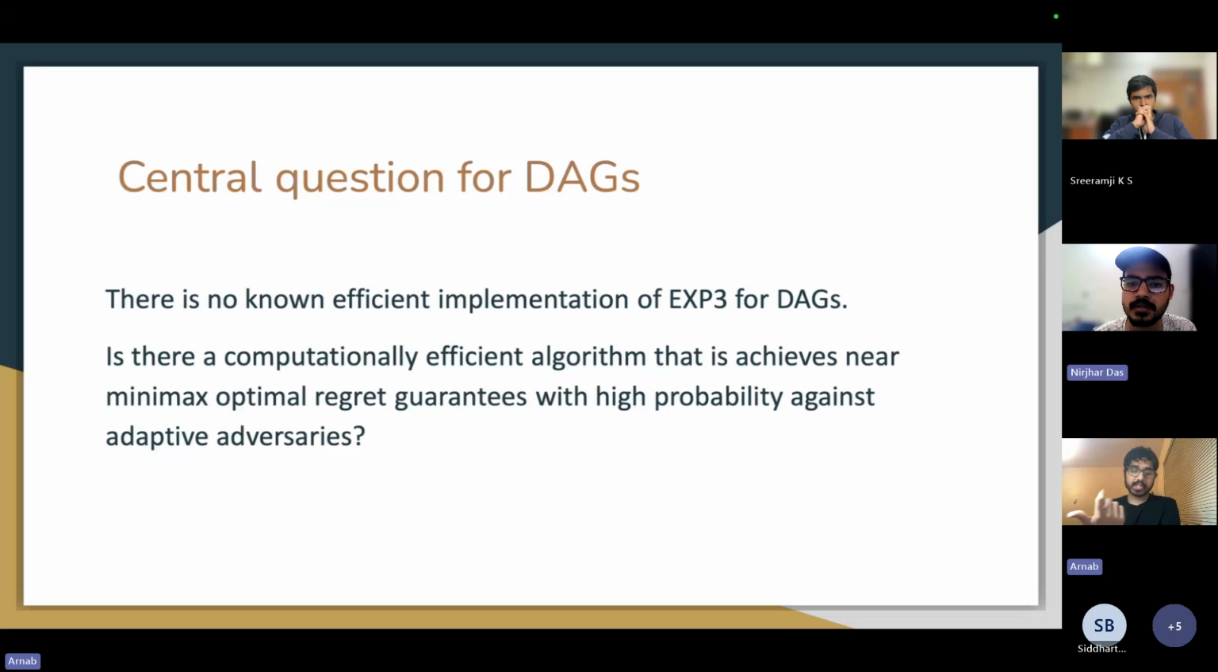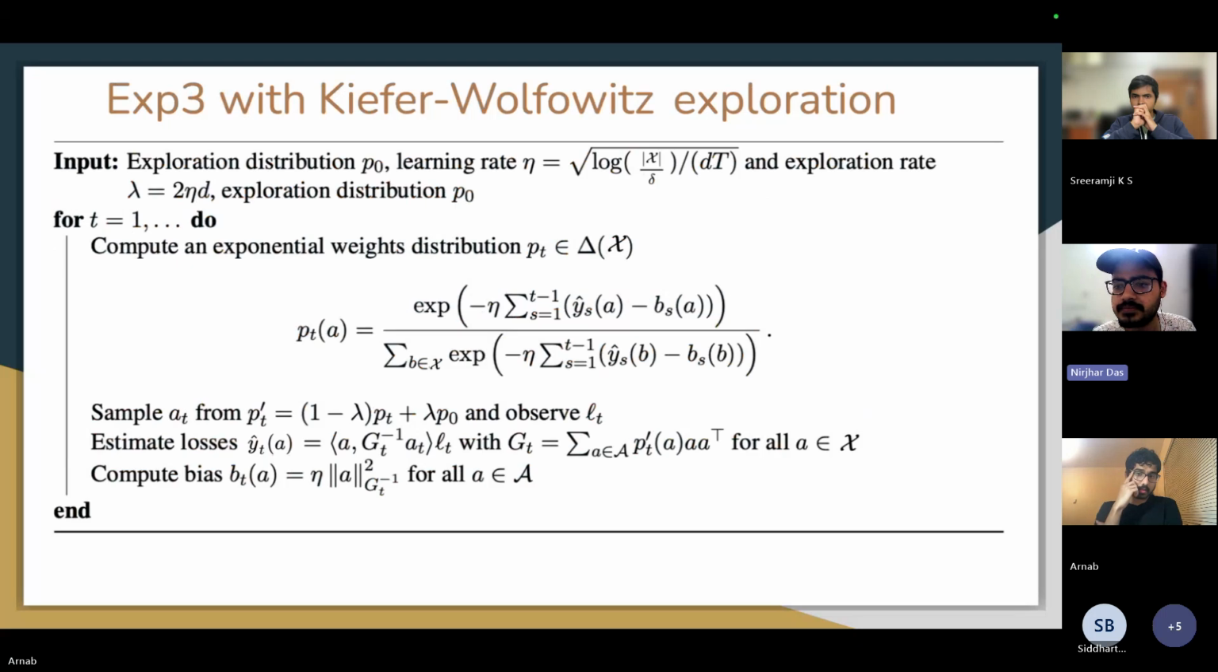So, question, just to clarify, in the algorithm that you showed before, the bottleneck is the exponential weights and not the Kiefer-Wolfowitz weights, because I believe that Kiefer-Wolfowitz weights can be solved in polynomial time, even for exponentially large sets. When you say you do this Kiefer-Wolfowitz exploration, yeah, I think that can be estimated. You can approximate the Kiefer-Wolfowitz weights in polynomial time.